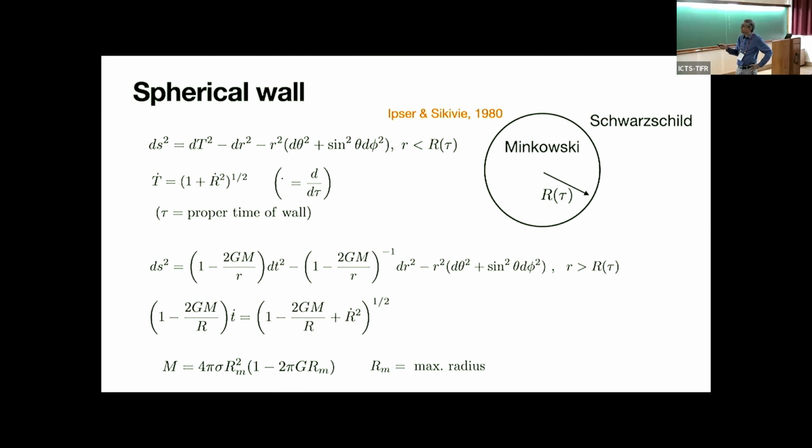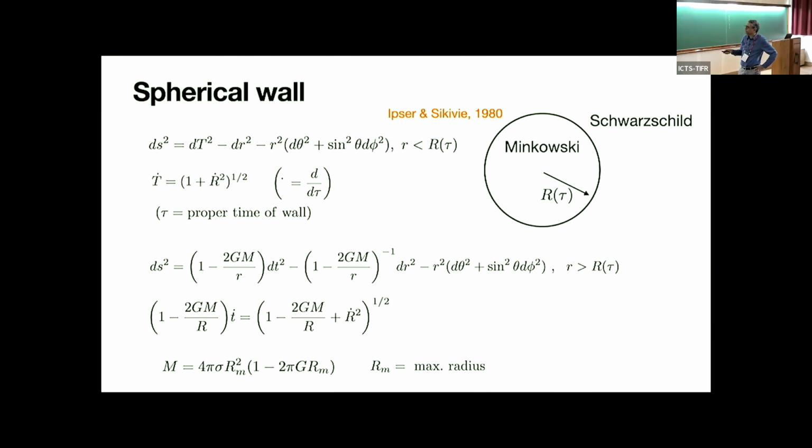So the inside of the wall, you can write the flat metric in terms of some time coordinate capital T. And then outside is the Schwarzschild metric in terms of another time, little t. But little t and capital T have to agree on the wall. So there's a matching condition, and that is given by where the wall is located. And so there's a relation between capital T and the radius of the wall, and similarly between little t and the radius of the wall.